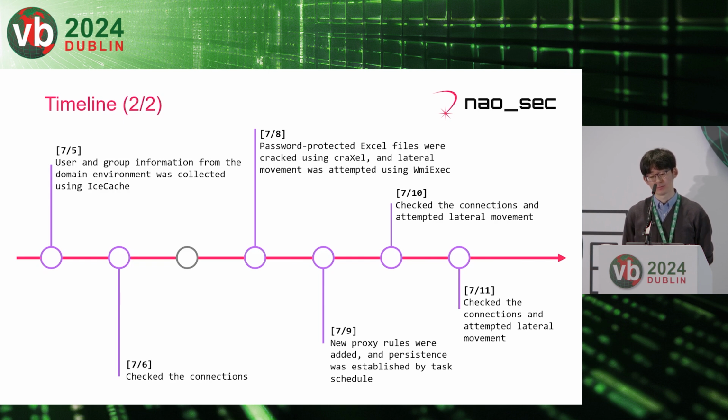On day 11, they used tools like CrackCell and WMIexec. They used CrackCell, an open source tool, to unlock password-protected Microsoft Office files. On day 12, they used IceCache to add proxy rules and set persistence with scheduled tasks.